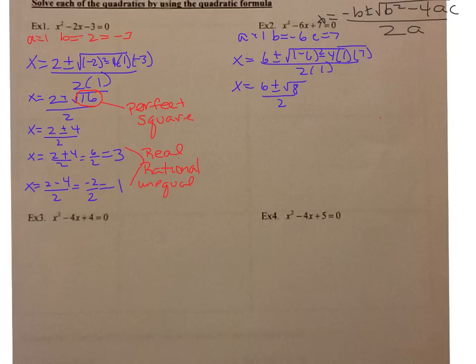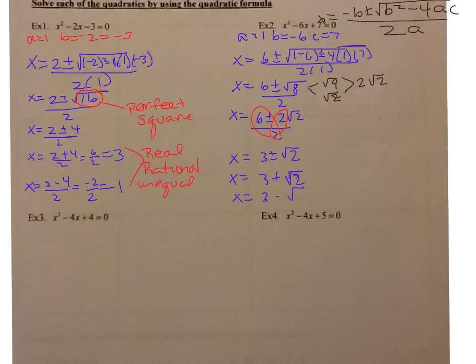Now I could simplify the square root of 8. The square root of 8 simplifies to the square root of 4 times the square root of 2, which is 2 the square root of 2. So I get x equals 6 plus or minus 2 the square root of 2 over 2. And then I can reduce, right? I can simplify here. So that becomes x equals 3 plus or minus the square root of 2. So I have 2 roots: 3 plus the square root of 2, and x equals 3 minus the square root of 2.